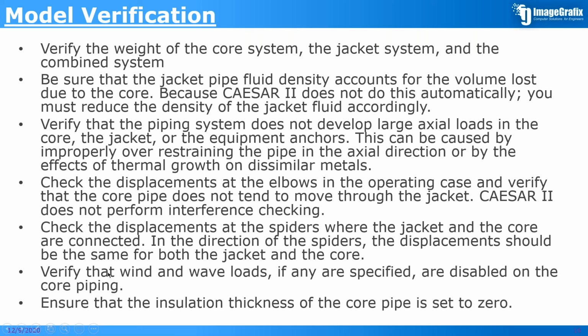The wind and wave loads, if any specified, are disabled on the core pipe. So wind and wave loads cannot be performed on your core pipe, and that should be taken care of. Also, the insulation thickness on the core pipe is always set to 0, so no insulation details are taken into consideration for my core piping and segments. This is something I need to verify after modeling, and after analysis also.